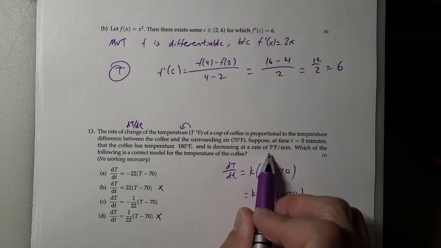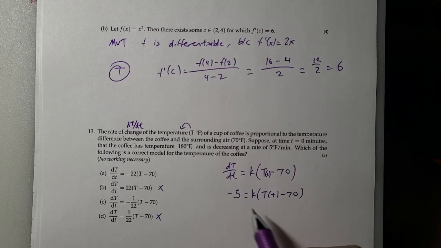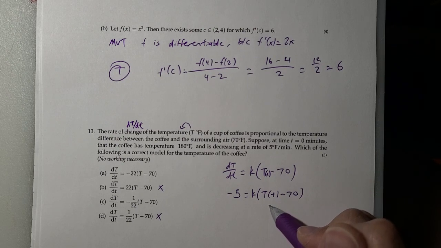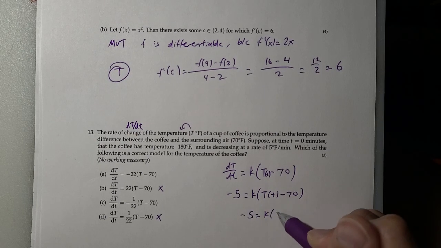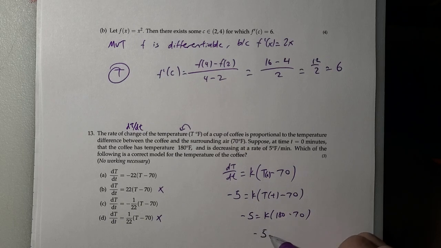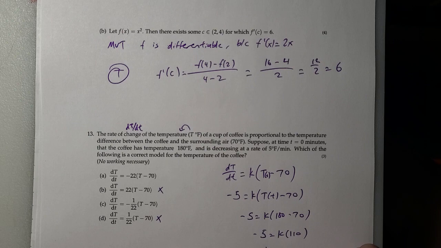It's decreasing at a rate of -5. So the rate, that means derivative, -5 is at t equals 0. That was 180, right? So -5 is equal to k times 180 minus 70. So -5 is equal to k times 110. K is -1 over 22.